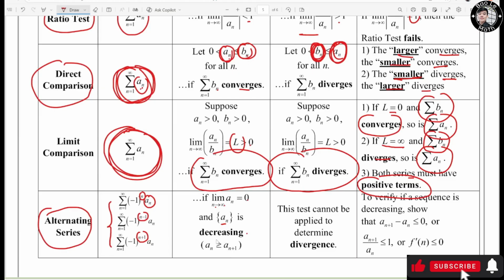Then the series converges. Now, this test cannot be applied to determine the divergence. Note that to verify if the sequence is decreasing, you need to show that a sub n plus 1 minus a sub n is less than or equal to 0. Or you can use a sub n plus 1 over a sub n less than or equal to 1, or f prime of n less than or equal to 0. These are the most popular ways to do it.